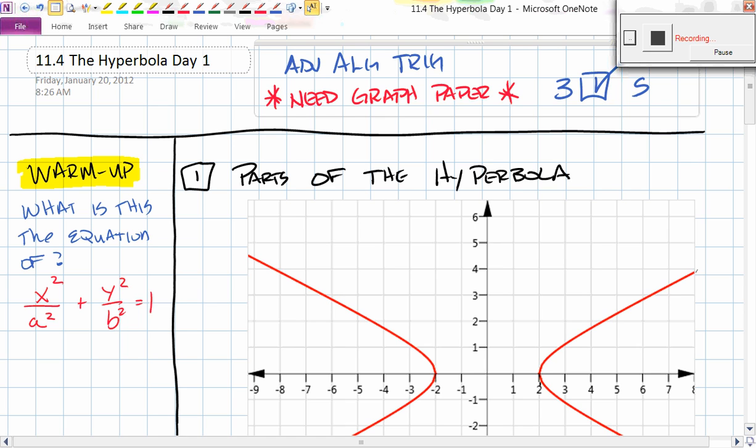What else do we know about that ellipse? It goes left and right. Yeah, the major axis is left and right. Yes? The vertex is the center. Good. We know lots of things about that, right?